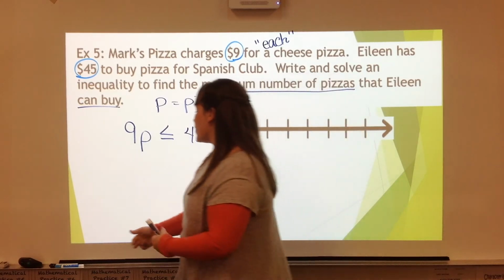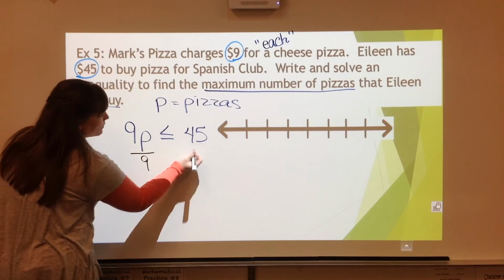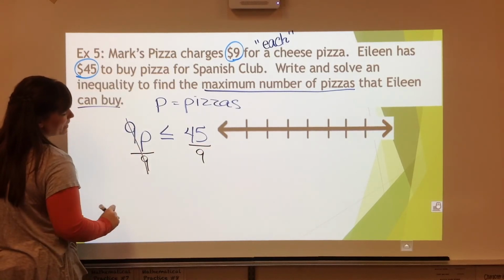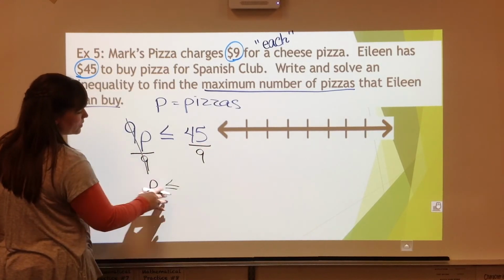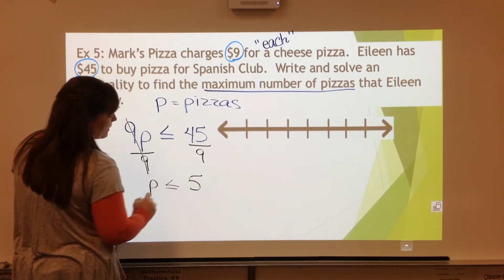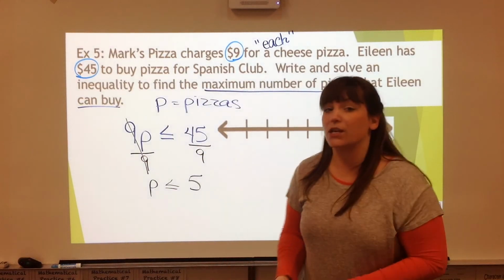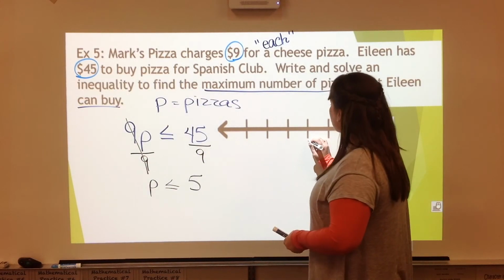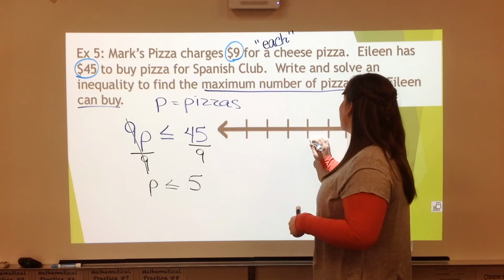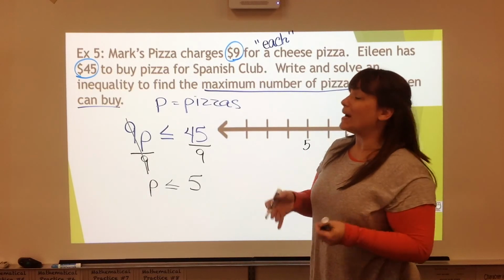Now let's solve it just like we did for example 5 by dividing by the coefficient. 9 divided by 9 is 1. The number of pizzas can't be greater than 5. You can buy 4 pizzas, you can buy 3, 2, or 1 pizza and still have enough money, but in order to not go over or to not exceed the $45 you have, you can only buy up to 5.